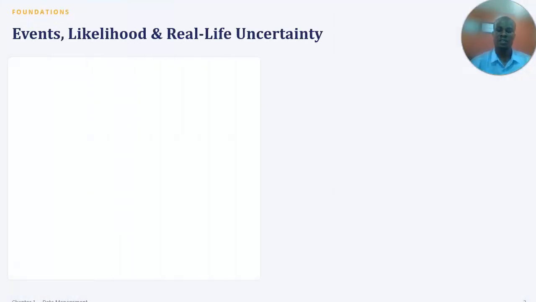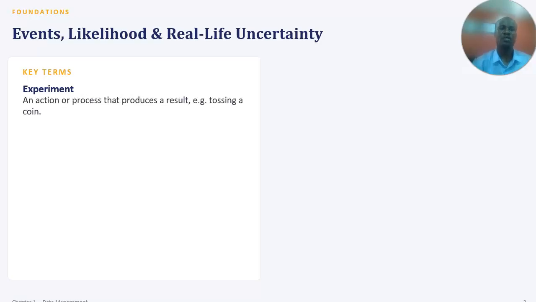Now to the first part, events. Let's talk about the key terms here. The first thing we have is experiment. An experiment can be likened to an action or process that produces a result. A good example is tossing a coin or organizing the FIFA World Cup 2026, which we just ended some days ago.